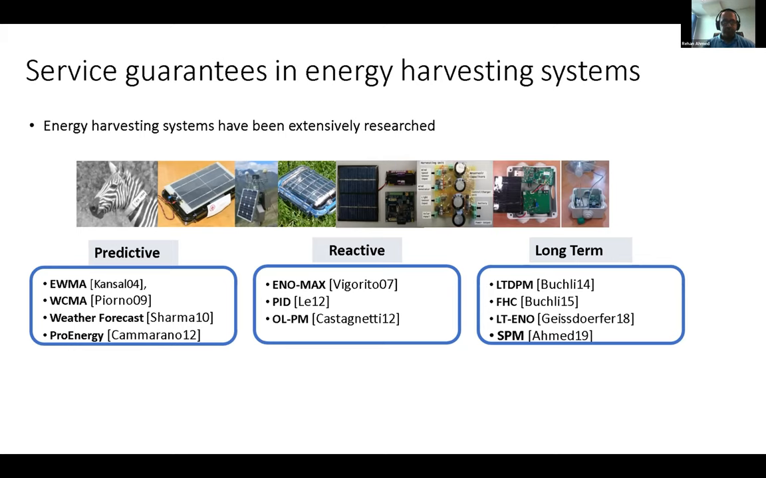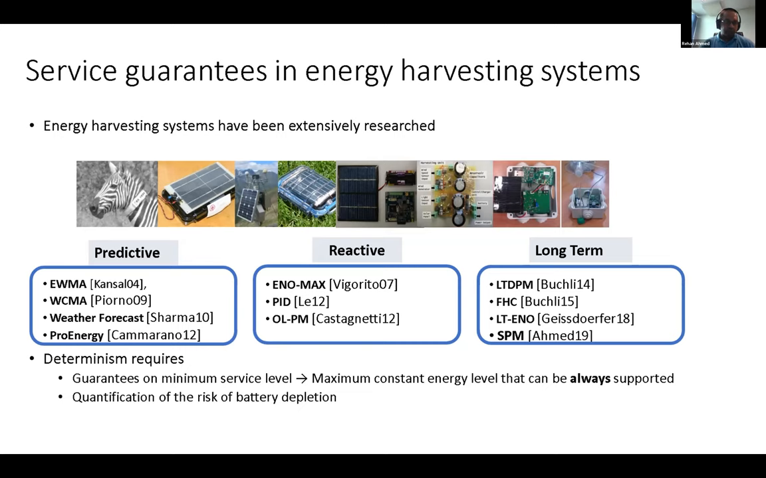So this work that I'm going to present today lies in the third category, which is the long-term operation of energy harvesting devices. The overarching goal is the following. We want to guarantee a certain minimum level of service, which means that if I have a node out there in the open, what is the maximum energy consumption that I can always support such that my battery is not depleted? And what we also wanted to have for these schemes is some sort of a quantification of risk. So if I have a certain energy consumption, what is the probability for the battery to be depleted?